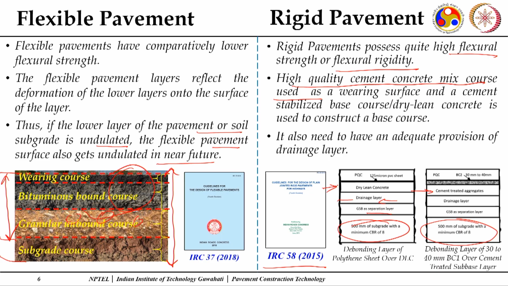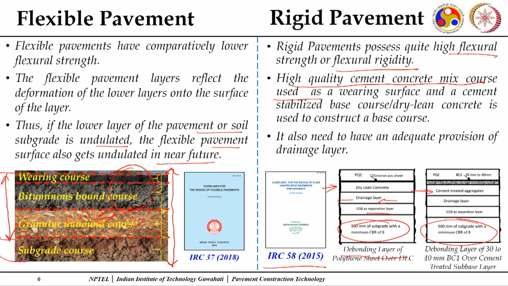Now, we know that cement concrete will expand at higher temperatures and contract during winters at lower temperatures. This expansion and contraction should not be restricted. So, a debonding layer is to be provided, and there is a debonding layer in between these two.